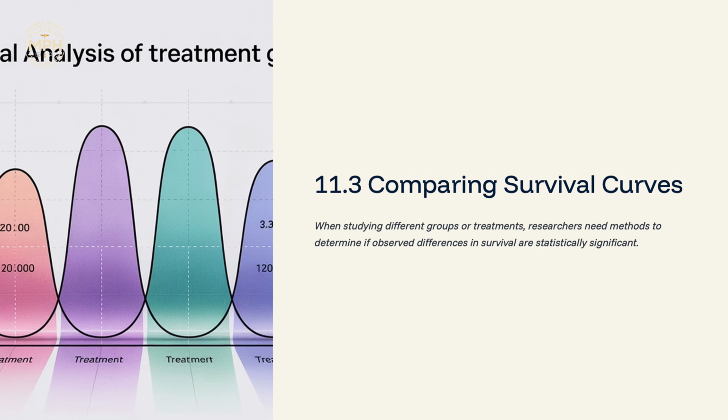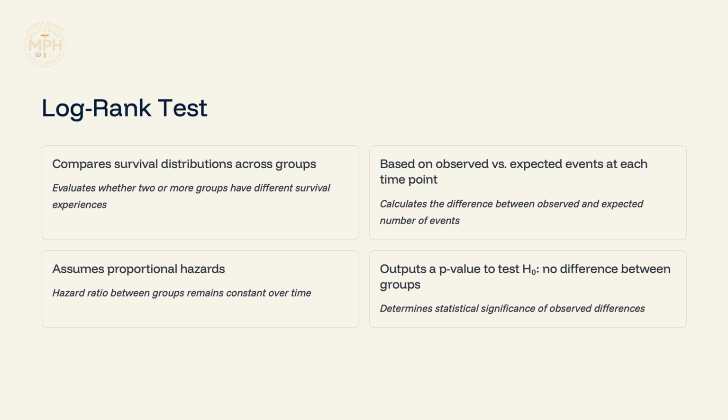Third is comparing survival curves. To compare survival between two or more groups, we use the log-rank test. It tests whether there is a significant difference between Kaplan-Meier curves. It does this by comparing the observed versus expected events in each group at every event time. This test assumes that hazards are proportional, meaning the risk is consistently higher or lower in one group over time. If the p-value is less than 0.05, we conclude that the survival experience is significantly different between groups.